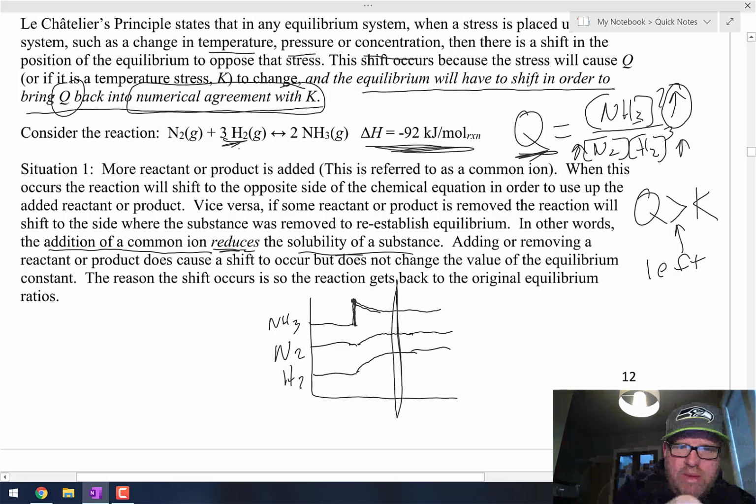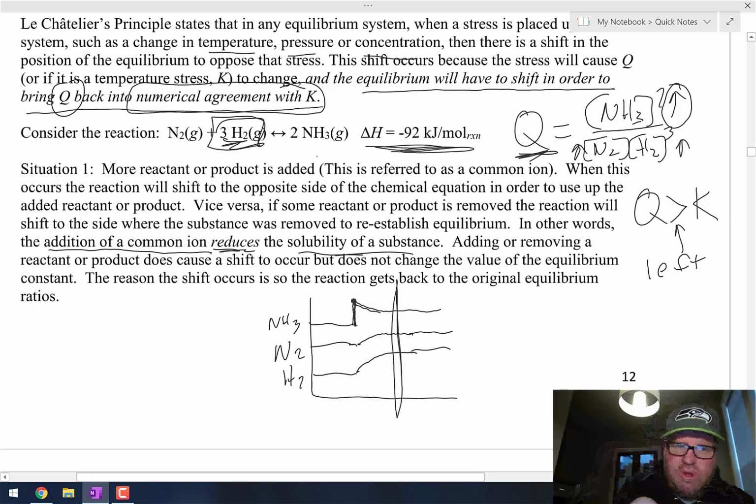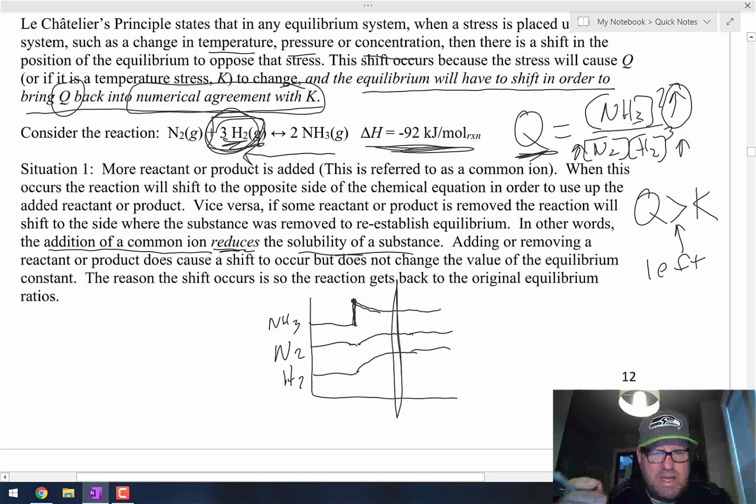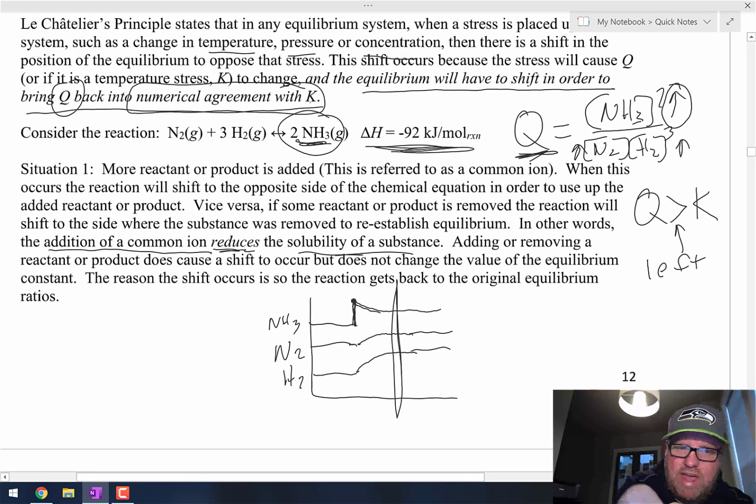The same also applies. What if I take some hydrogen out of that container? What if I remove some hydrogen? Well, then the reaction is going to shift to make more of it. So it has to shift to the left-hand side so that the amount of H2 that you removed can be replaced, again, to get Q back into numerical agreement with K. If I remove some ammonia, some NH3, the reaction is going to shift to the right. When it shifts to the right, it's going to make more NH3, again, to bring Q back into numerical agreement with K.